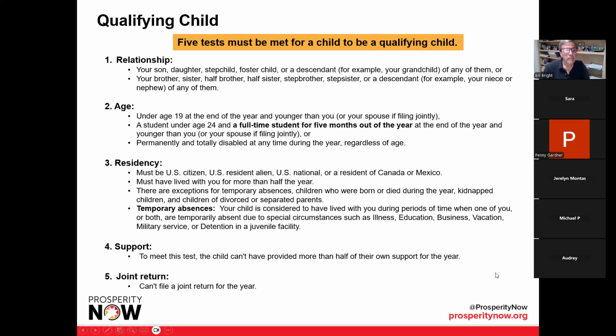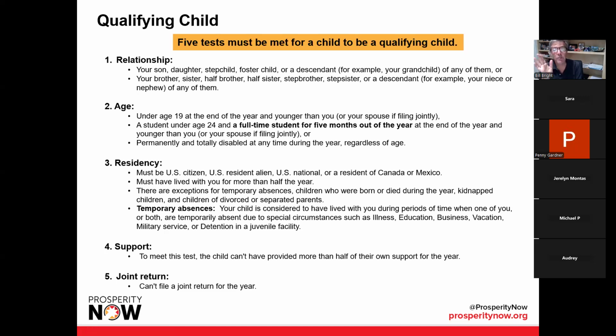Okay, the residency must be a U.S. citizen, U.S. resident alien, U.S. national, or a resident of Canada or Mexico. Right, that's key. If your son or daughter are living in Canada or Mexico and you're providing more than half their support, or for a certain time, then you can claim them. Same thing with parents. We'll get into that as well. Outside of Canada or Mexico, it doesn't count.